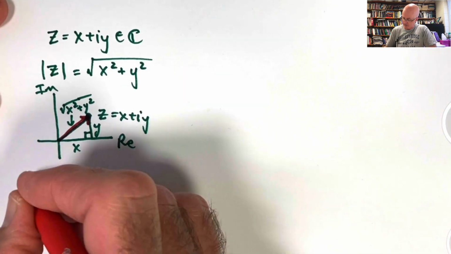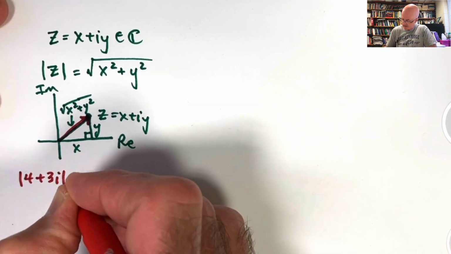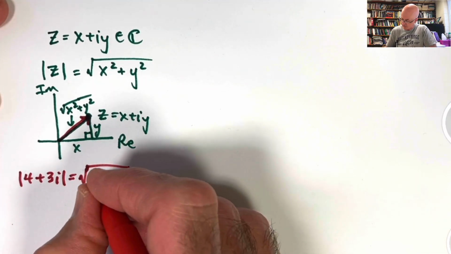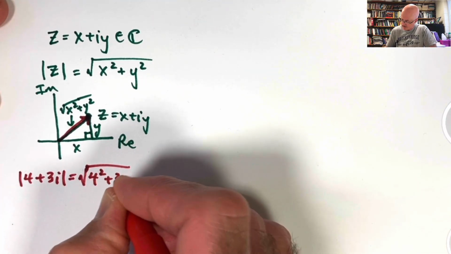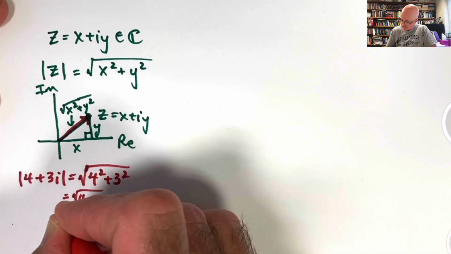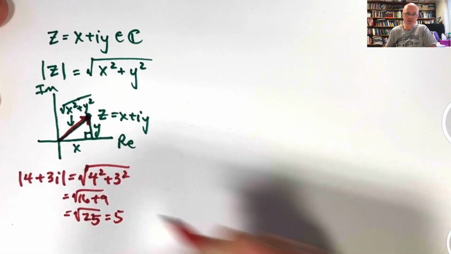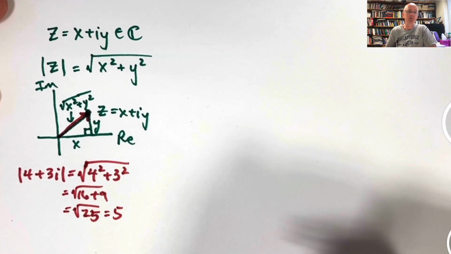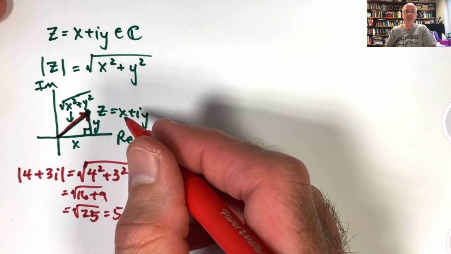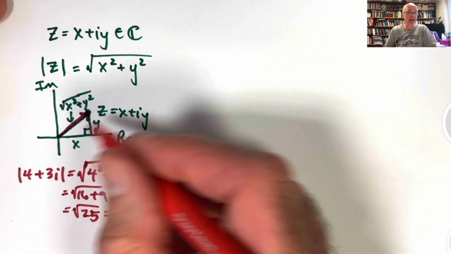As a simple example, we saw that the modulus of 4 plus 3i turns out to be a nice number. Take the square root of 4 squared plus 3 squared. That's the square root of 16 plus 9, which is the square root of 25, which is 5. The modulus of the complex number 4 plus 3i is 5. As a point in the complex plane, that's its distance to the origin. As a vector, it's the length of the arrow.